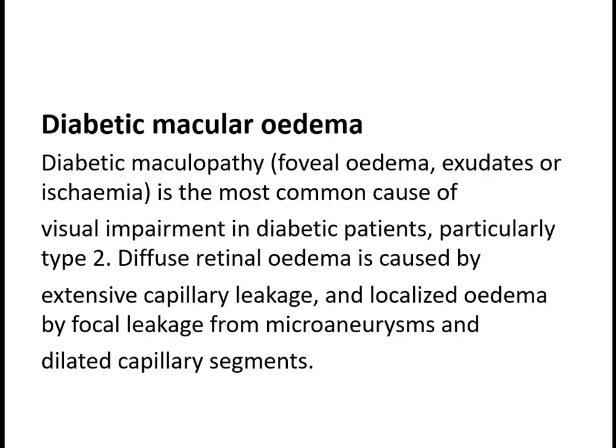Now to diabetic macroedema. Diabetic macroedema, whether foveal edema, exudate or ischemia, is the most common cause of visual impairment in diabetic retinopathy, particularly type 2. The edema may be diffuse due to extensive capillary leakage, or may be localized due to focal leakage from a macroaneurysm and dilated capillary segment.